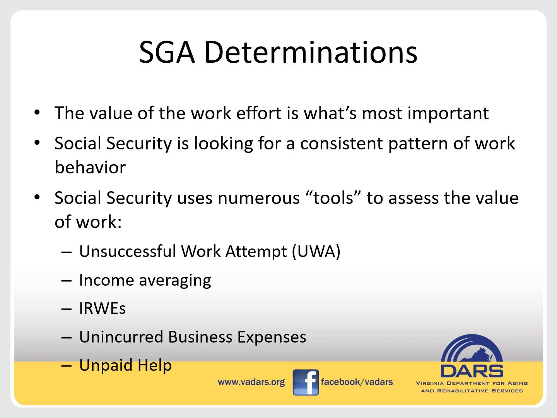But keep in mind that Social Security uses numerous tools to assess the value of work. I always phrase it as, when somebody's self-employed and they're on SSDI, Social Security has a toolbox of different work incentives that they can use to determine whether or not work is SGA. These all apply to the countable income test, unsuccessful work attempt, income averaging, and IRWEs. Those all apply whether a person is an employee working for somebody else or self-employed. The two that are different, that are only available to people who are self-employed, are unincurred business expenses and unpaid help. All these things, when Social Security is looking at countable income, are used to determine whether or not the income from the business is SGA. I'll go through some of the different work incentives on upcoming slides.